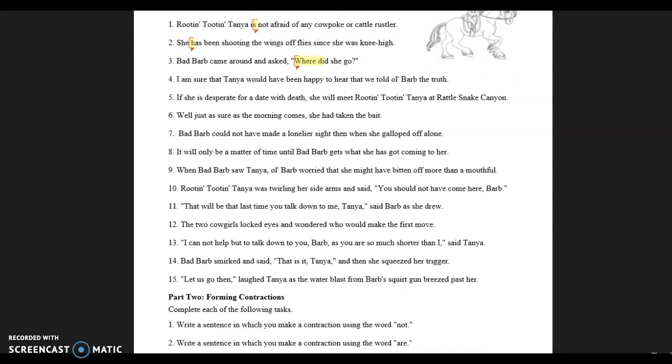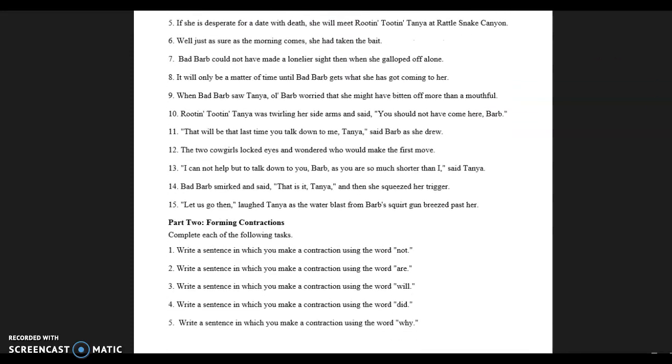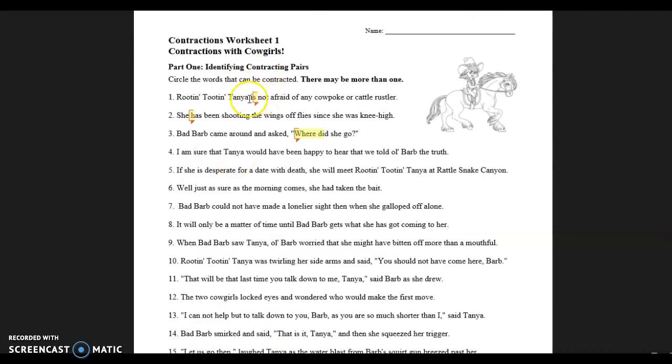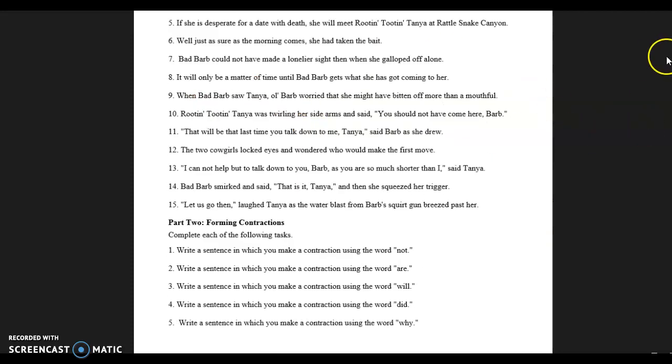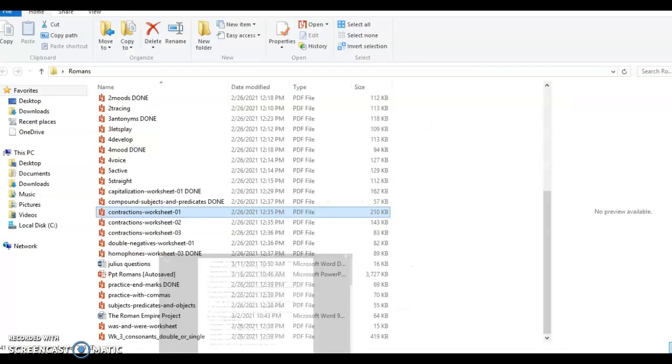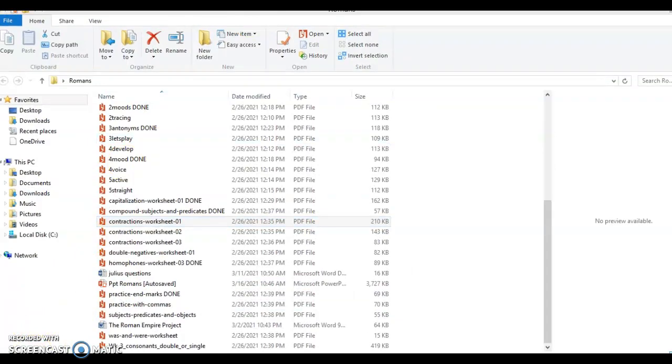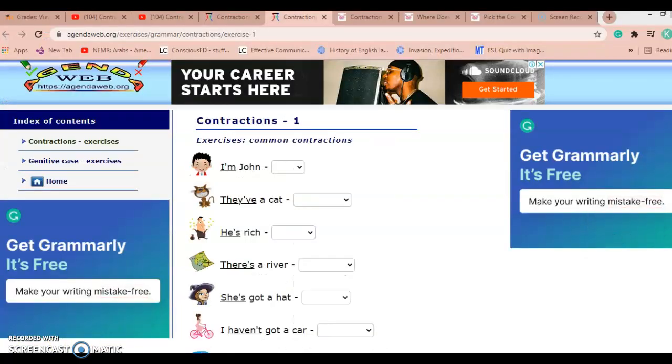So this is the first page that you have to do. In part 2, as usual, I will also ask you to complete some sentences. So here you have to write a sentence in which you make a contraction using the word not. Just like the first sentence, isn't. So we used not and we made it a contraction. So that is your only worksheet.